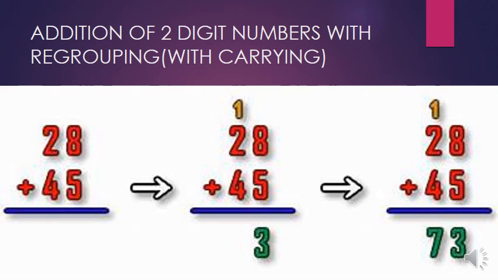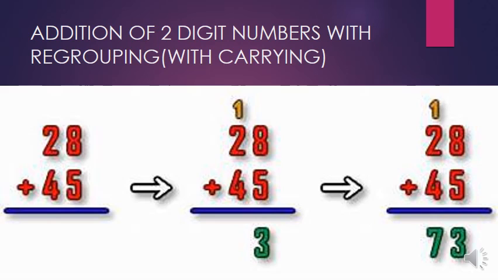So what do we have to write? We have to write the ones place. Which number is there? 3. So we write this 3 down, and the 1 we have to give to the next number. It's called carry.